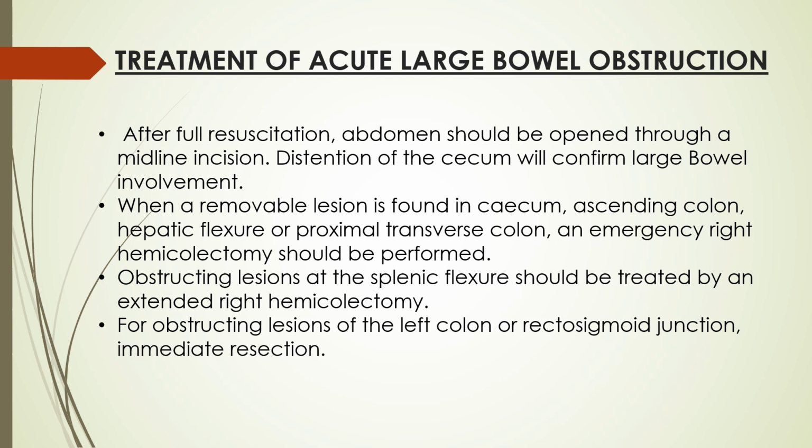When the large bowel is obstructed, after full resuscitation, the abdomen is opened through a midline incision, and the distension of the cecum confirms that the large bowel is involved. When a removable lesion is found in the cecum, ascending colon, hepatic flexure, or proximal part of the transverse colon, an emergency right hemicolectomy is done. For obstructing lesions of the left colon or the rectosigmoid junction, an immediate resection is done.